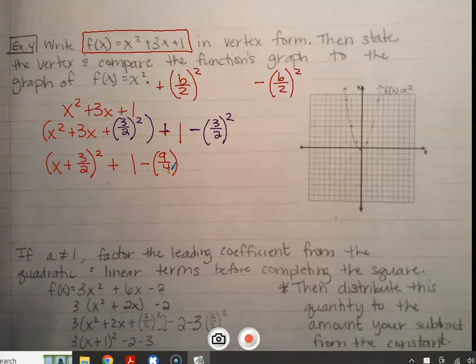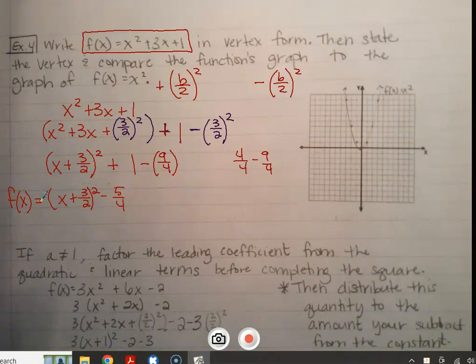All right, which means 1 minus 9/4 is what? Right, because 1 would be 4/4, so this is the same thing as 4/4 minus 9/4. Okay, good. So we're going to have x plus 3 over 2 squared plus, but not plus, right? Because you said it was minus. So minus 5/4. All right, so that is our vertex form right there.